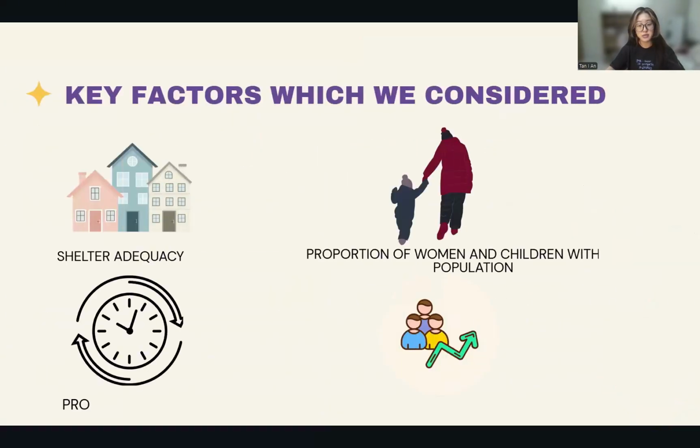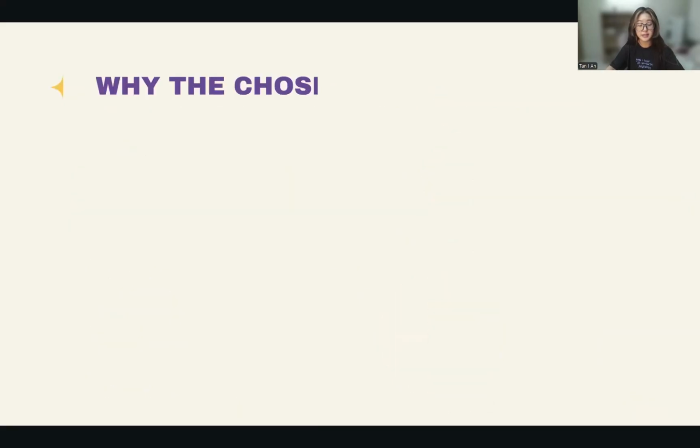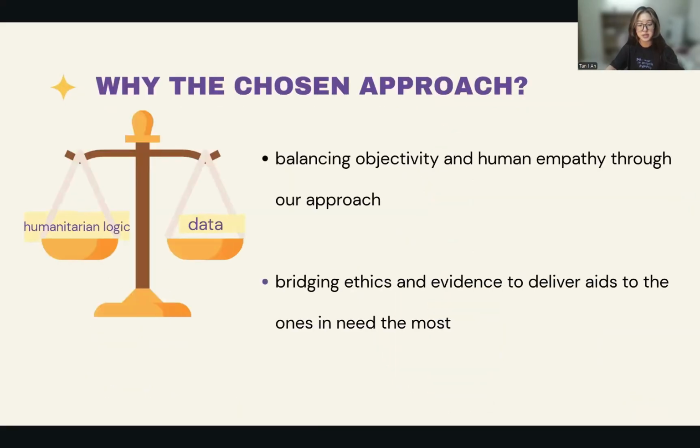Since housing is the primary resource provided, we prioritize areas with more inadequate shelters and higher proportion of women and children to meet urgent needs. We also consider migrant arrival time to reflect impartiality, prioritizing those facing prolonged displacement, and population size to uphold neutrality. Collectively, these factors translate humanitarian principles into measurable actions, bridging ethics and evidence to deliver aid.